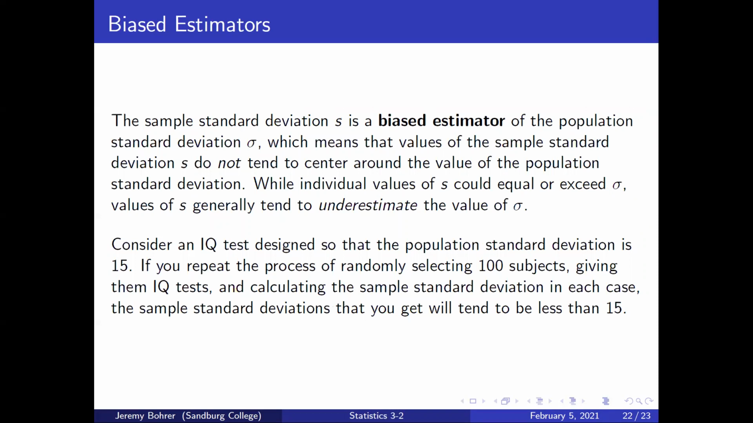The sample standard deviation s is a biased estimator of the population standard deviation sigma, which means that values of the sample standard deviation s do not tend to center around the value of the population standard deviation. While individual values of s could equal or exceed sigma, values of s generally tend to underestimate the value of sigma. Consider an IQ test designed so that the population standard deviation is 15. If you repeat the process of randomly selecting 100 subjects, giving them IQ tests, and calculating the sample standard deviation in each case, the sample standard deviations that you get will tend to be less than 15.